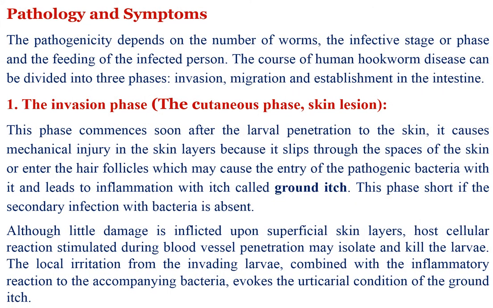Pathology and symptoms. The pathogenicity depends on the number of worms, the infective stage or phase, and the feeding of the infected person. The course of human hookworm disease can be divided into three phases: invasion, migration, and establishment in the intestine. 1. The invasion phase, which is also called the cutaneous phase, causes skin lesions.